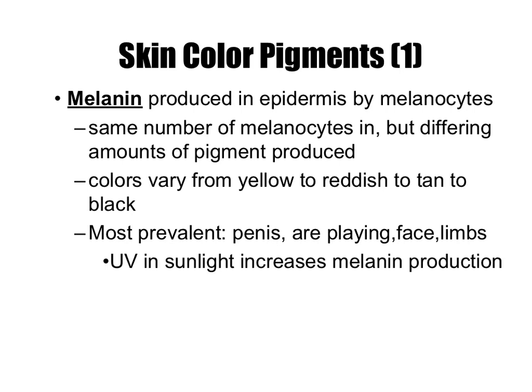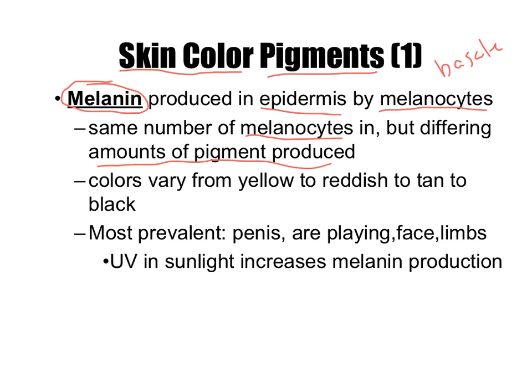Now we're going to start with the different pigments, which give our skin the different shades or colors. And of course, hopefully we've learned about this one by now, or at least heard of it. Melanin is produced in the epidermis by melanocytes. Remember those melanocytes? They're located very deep in the epidermis, in the basal layer. So they're the very deepest layer. No matter how light or how dark your skin is, you have the same number of melanocytes. The only difference is the amounts of melanin that they produce.